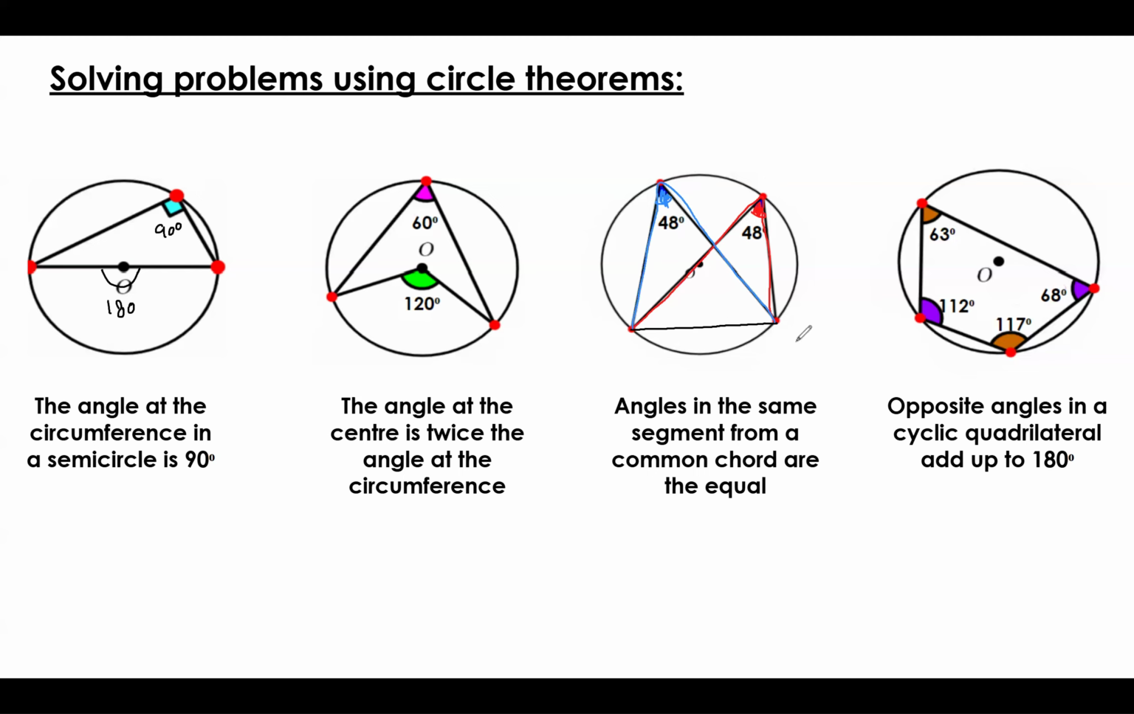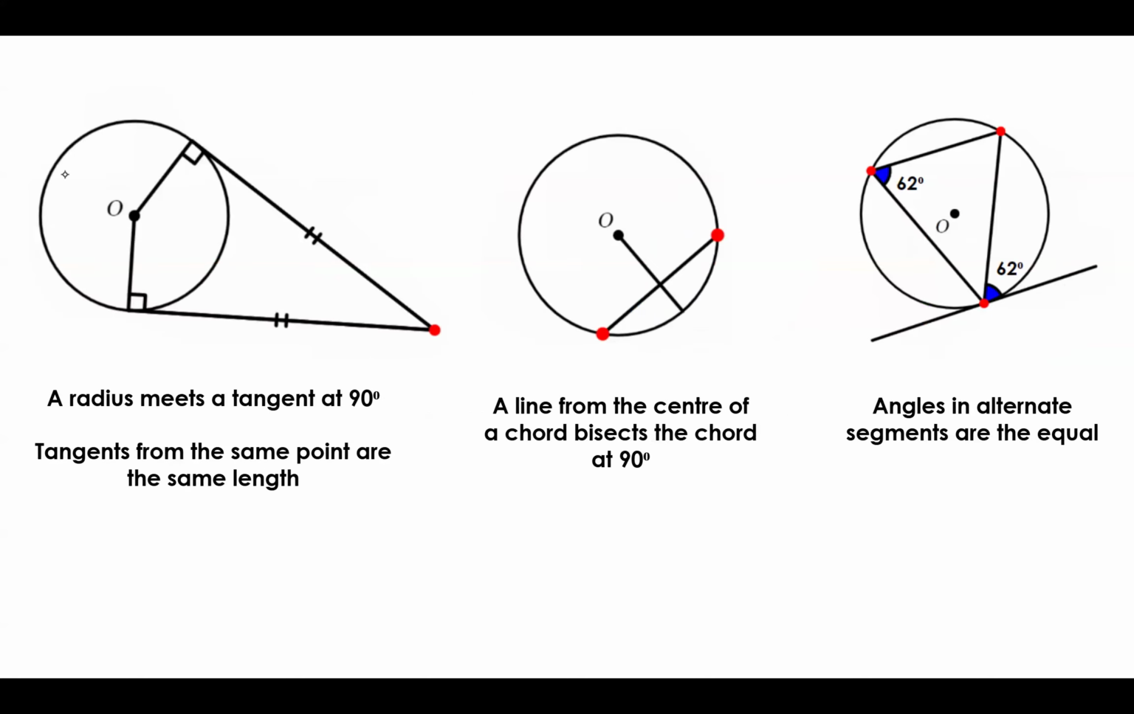This bit is key. And then we have opposite angles in a cyclic quadrilateral add up to 180. Now, with a cyclic quadrilateral, all the corners need to be on the circumference. If they are not on the circumference, then we do not have a cyclic quadrilateral. So you need to bear that in mind. Okay. And then we have these three over here.